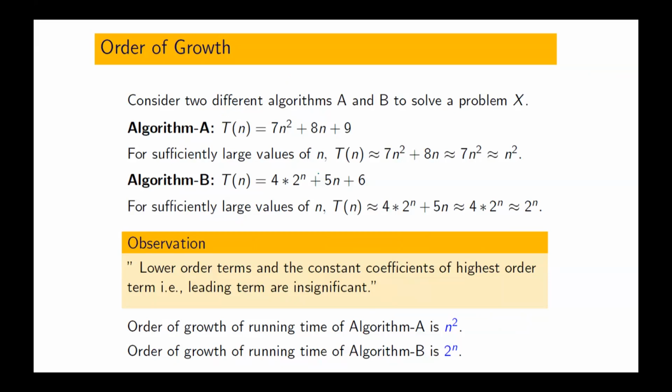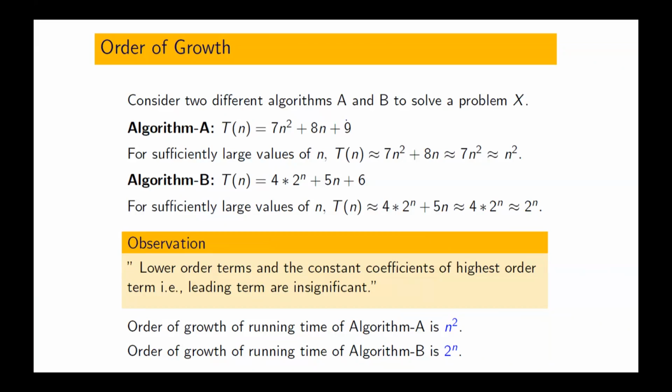and algorithm B, with running times shown here: 7n square plus 8n plus 9, and 4 into 2 power n plus 5n plus 6. Which algorithm is efficient to solve the problem? Which algorithm is efficient? Algorithm A. Algorithm B is not efficient.